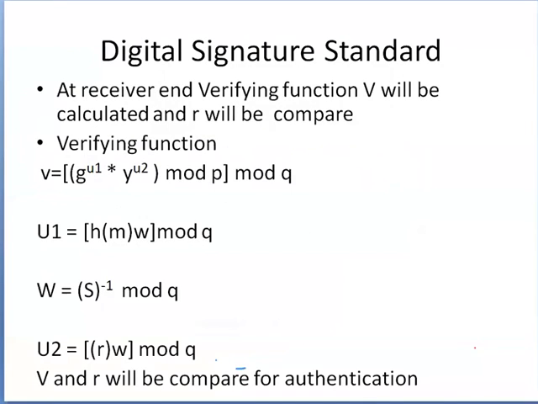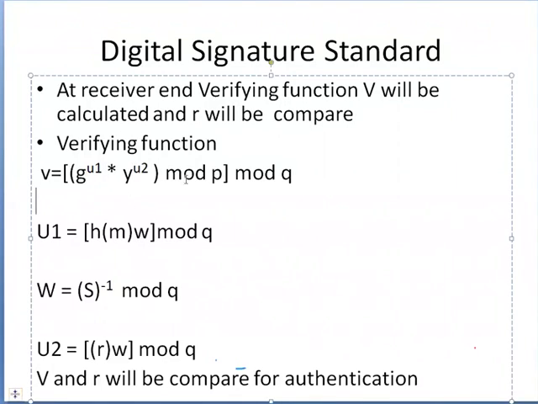Here, V, the verification function, is G raised to U1 into Y raised to U2, mod P, mod Q. What is G? It is the global public key component. Y is the public key. And mod P and Q, you know how we derived them.